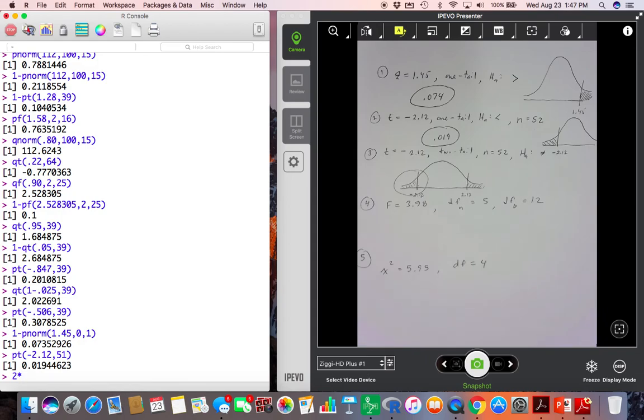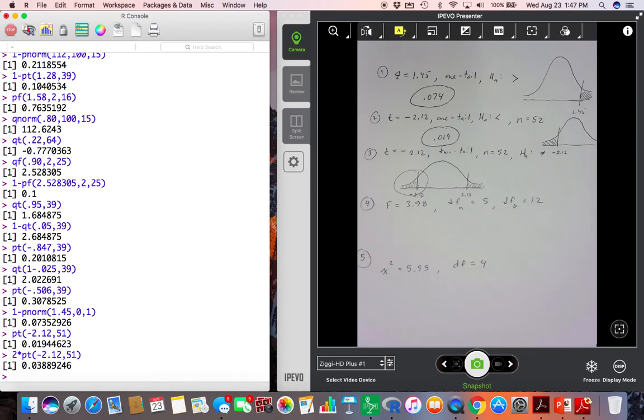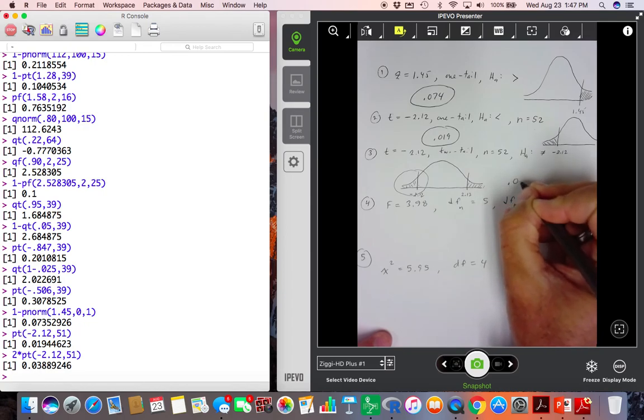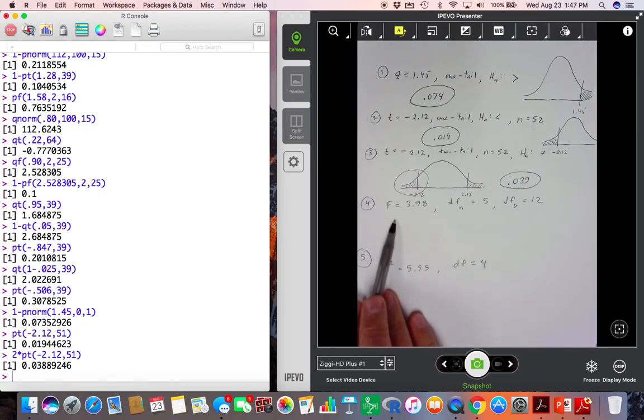So what do I need? pt of negative 2.12. Okay, you held the laugh because all I had to do is multiply the previous value by 2, and I get 0.039.